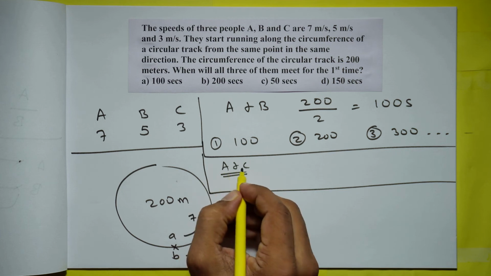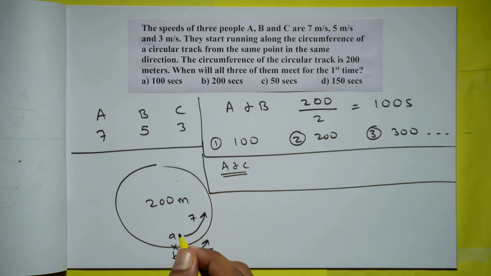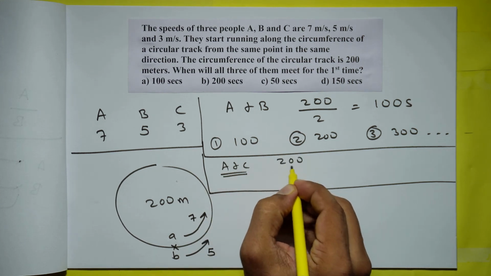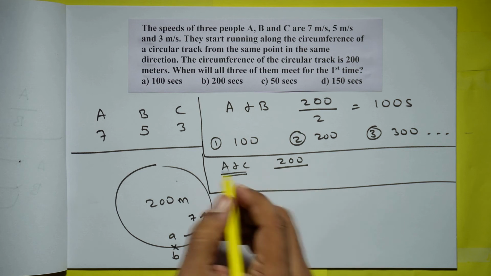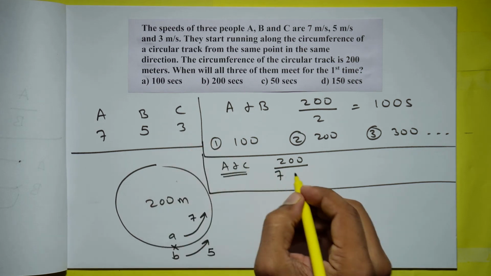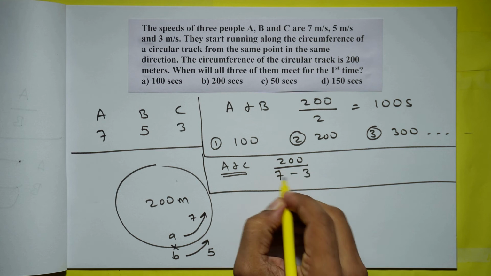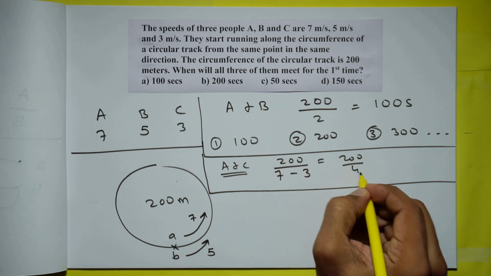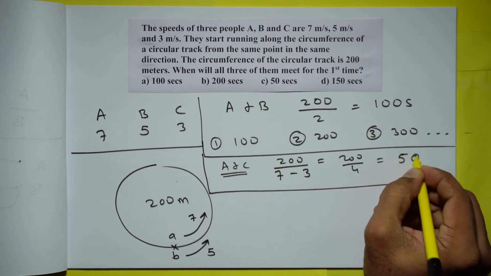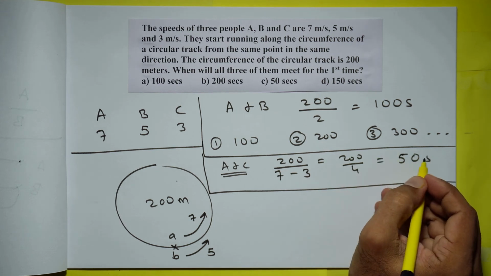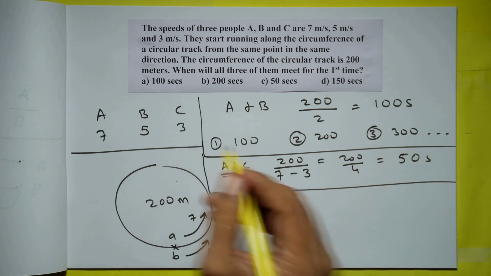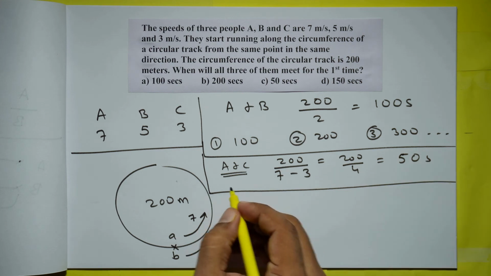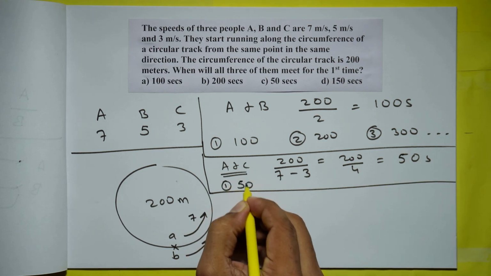Now when will A overtake C? When A is ahead of C by 1 full round, A will overtake C. Now 1 full round is 200 meters divided by relative velocity. A speed is 7, C speed is 3. They are both moving in the same direction, so difference of their speeds. That will be 200 by 7 minus 3, 4. So the time required will be 50 seconds. So every 50 seconds, A will be ahead of C by 1 full round and A will overtake C. So the first overtaking will occur in 50 seconds.